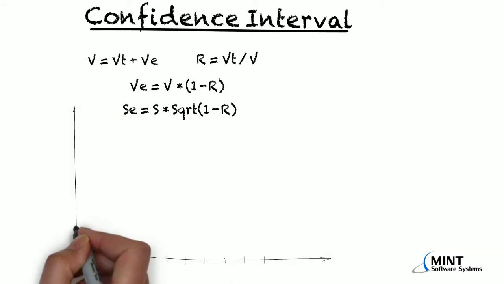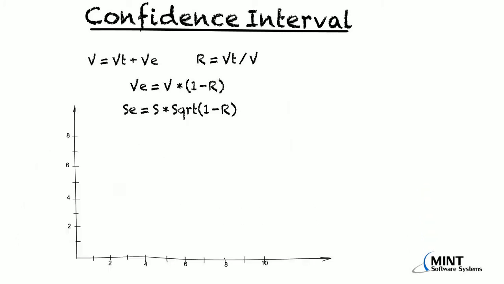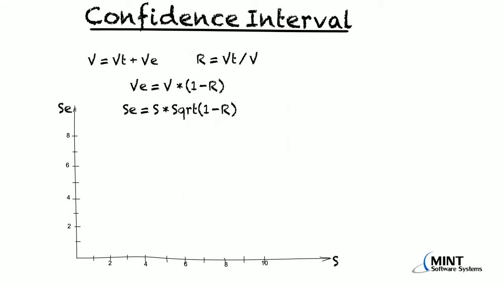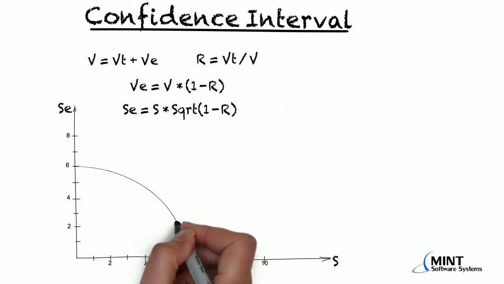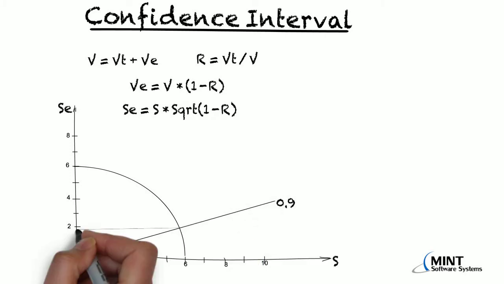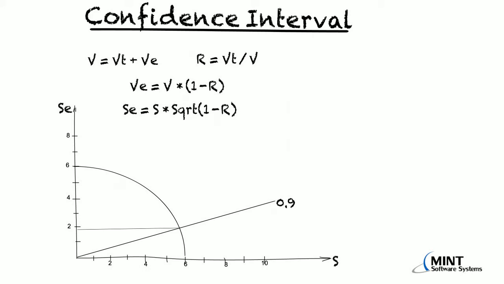This is the standard deviation, and on the y-axis we have the standard error. Now let's say in this example we have a standard deviation of 6. It looks like this. And the question is now, how much of this 6 is the standard error? How big is the standard error? But if we know the reliability, let's say, for example, we have a reliability of 0.9, then we are able to compute the standard error, which is approximately 1.9.